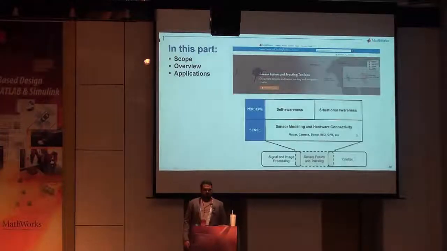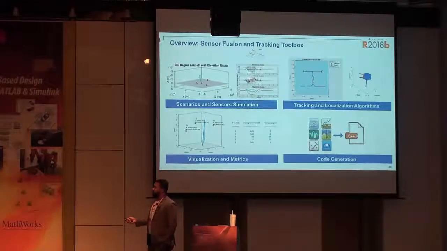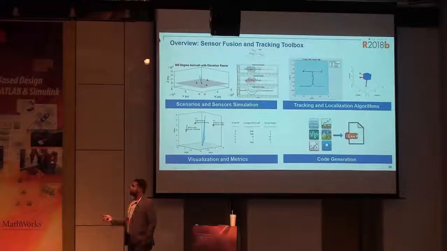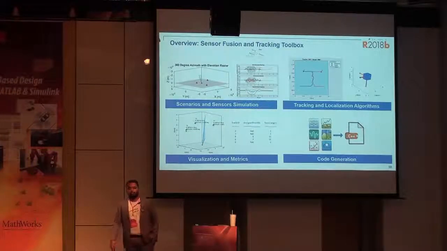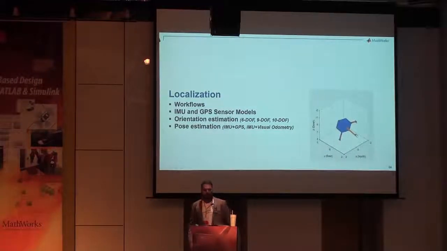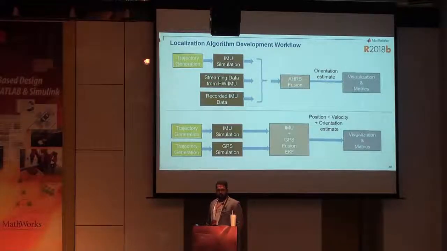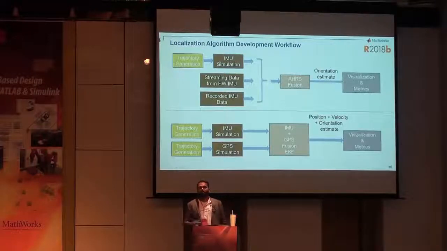So in this case, we have the new sensor fusion toolbox. And the overview of this is that there are multiple simulated sensors. There are multiple tracking and localization algorithms, and you get the ability to do code generation for all of this. So we saw this earlier in the beginning of the day. Some examples include the ability to work with different IMUs and GPS sensors, and these are some things that we can simulate as well.